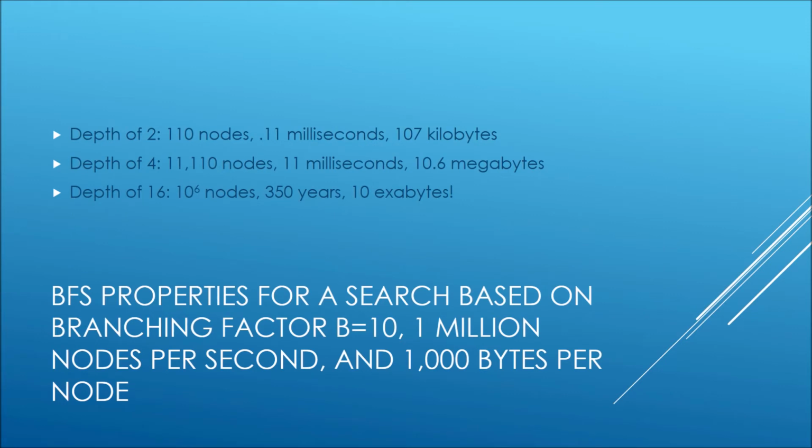Now, let's look at the BFS properties for search based on branching factor b equals 10, 1 million nodes per second, and 1000 bytes per node. When we start with smaller depths, at a depth of 2, we have 110 nodes, 0.11 milliseconds, and 107 kilobytes. That's still good timing, good memory taken. But when we get to a depth of 4, we have 11,110 nodes, a time of 11 milliseconds, and a memory of 10.6 megabytes. That's still understandable. However, if we go to a depth of 16, you can see that we have 10 to the power of 16 nodes being searched, 350 years of time taken, and a memory needed of 10 exabytes.